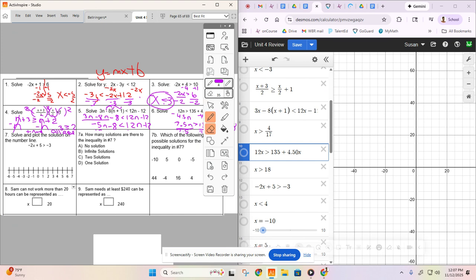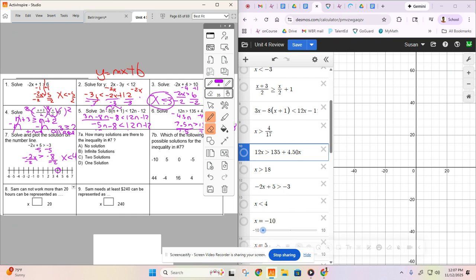All right, and this next one, solve and plot it on a number line. I'm going to subtract 5 on both sides. I get negative 2x is greater than negative 8. Divide both sides by negative 2. Keep in mind when you divide by a negative, you reverse your inequality. Negative 8 divided by negative 2 is a positive 4.